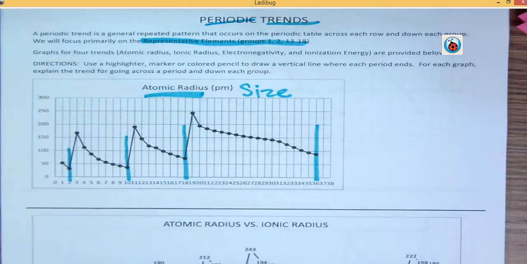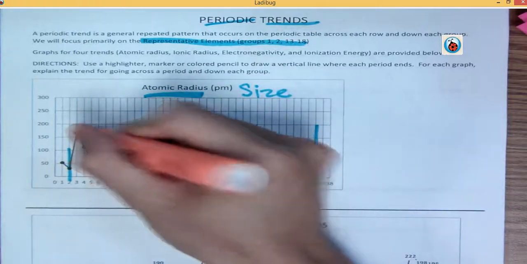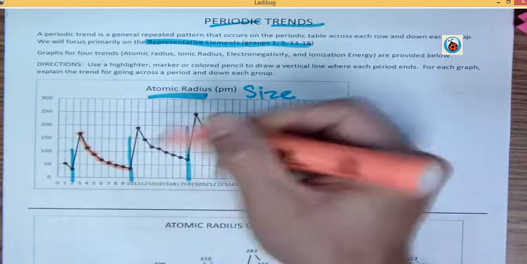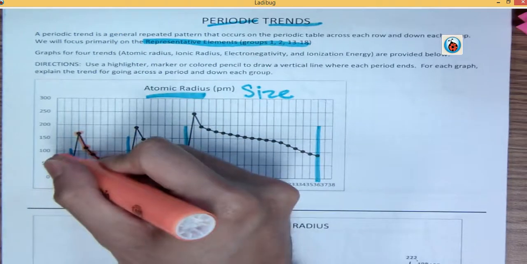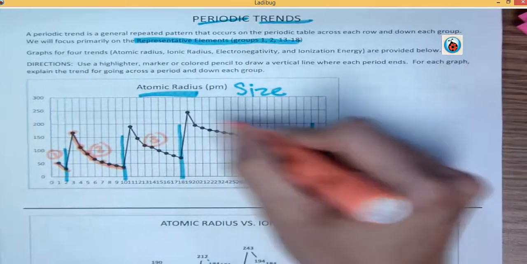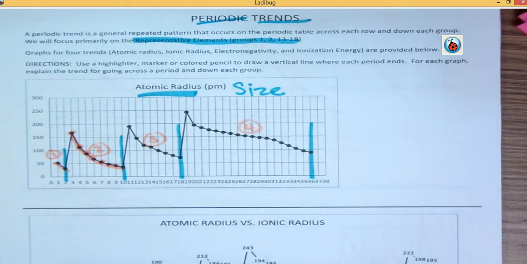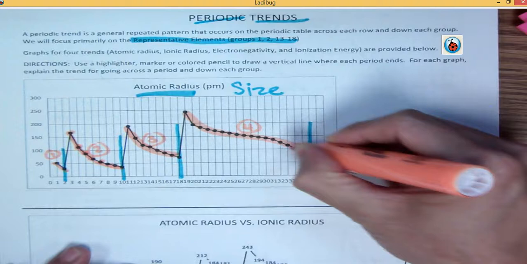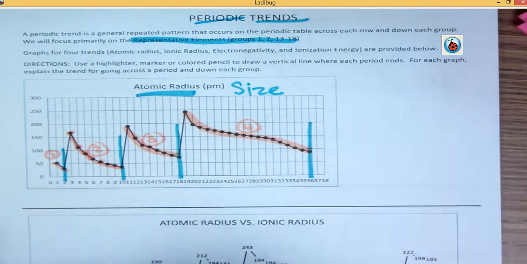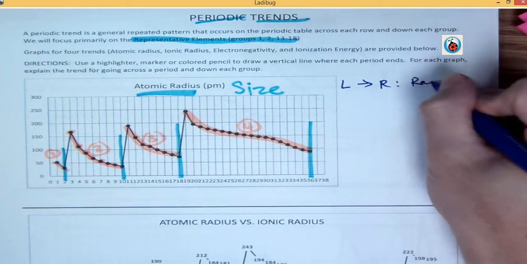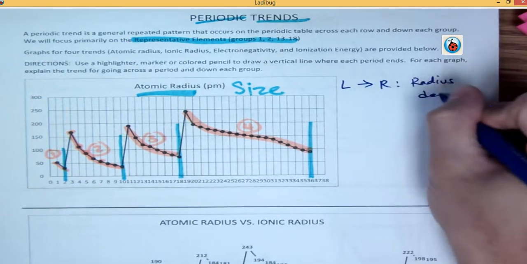So, first thing, the size. What do you notice as we go across, on the same period? Each of these lines is 1 period. This is row 1. This is row 2, this is row 3, which is period 3, and this is row 4, period 4 right here. As we go across each period, what do you notice about the size of the atom? This is going which direction? It's going downward, so there is a decrease from left to right. So radius decreases. It gets smaller.